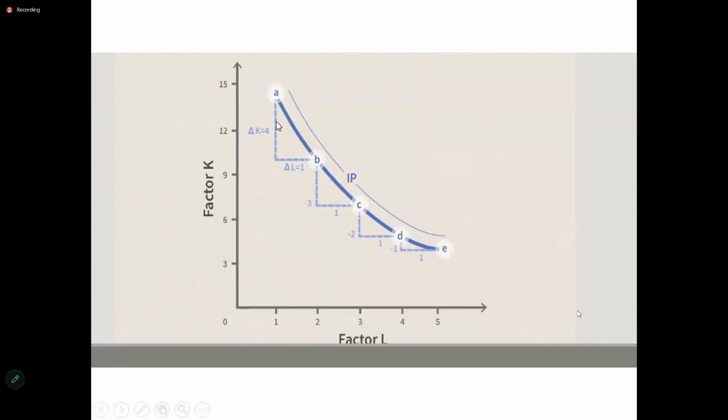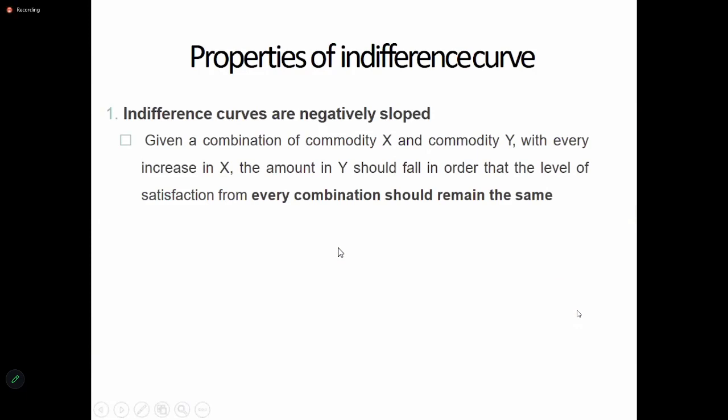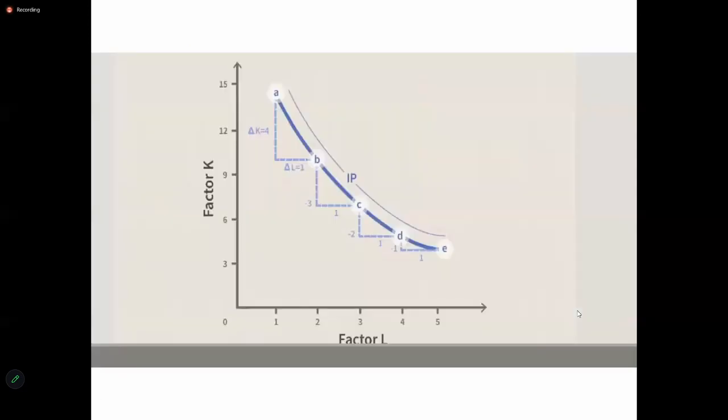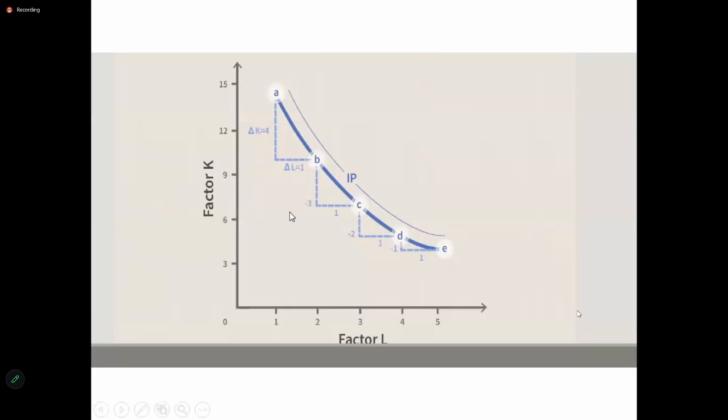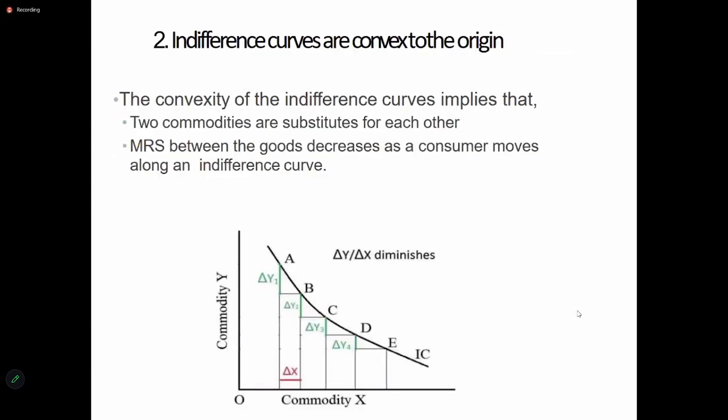Here you can take change of y on the y axis and change of x on the x axis, again change of y, change of x. Accordingly you can write the marginal rate of substitution. Now we'll see the main properties of indifference curves. Indifference curves are negatively sloped. Here also it is negative because we are sacrificing one to get one. See all indifference curves.